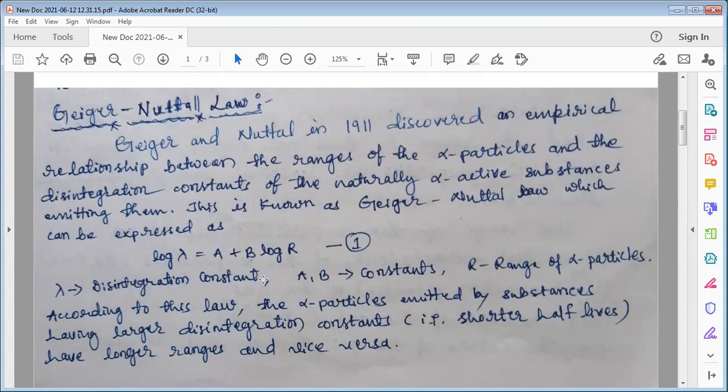Hello, student. Welcome to this chapter of alpha decay. And in this session, we'll see what is this Geiger-Nuttall law.